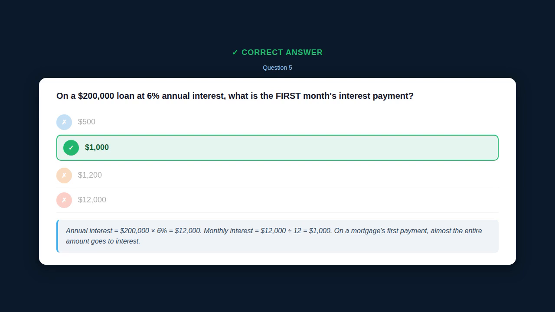Annual interest equals $200,000 times 6% equals $12,000. Monthly interest equals $12,000 divided by 12 equals $1,000. On a mortgage's first payment, almost the entire amount goes to interest.